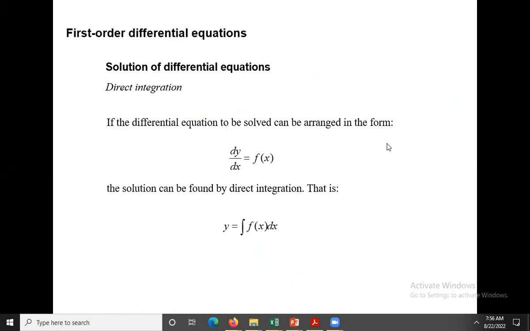Yeah, so by the direct approach, we are saying that if a differential equation can be rearranged in the form dy/dx equals f of x, then the solution can be found by direct integration. Good.